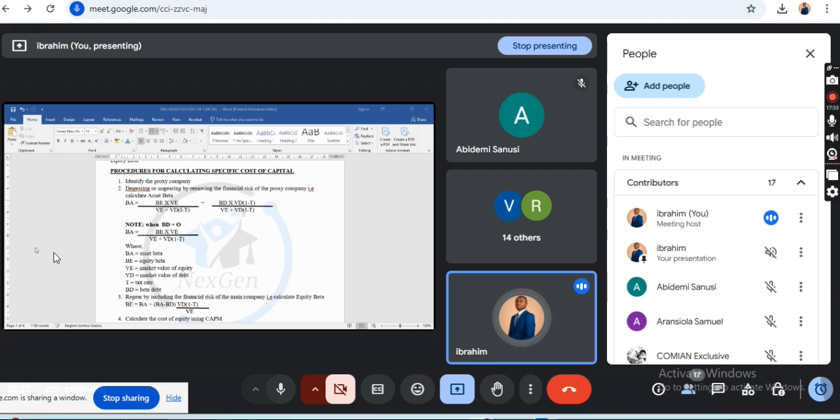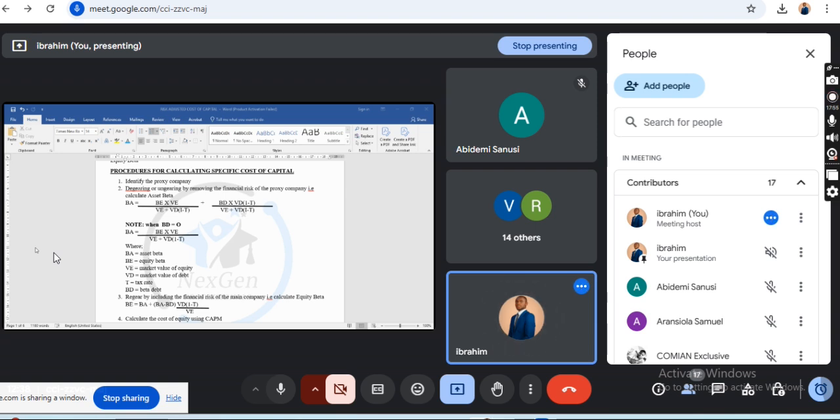BD means beta debt. BD means what? Beta debt. Plus VD, where VD means value of debt, times 1 minus tax rate. The tax rate is for the proxy company, divided by VE plus VD. You must memorize this formula. You must know it. You must memorize it, class.